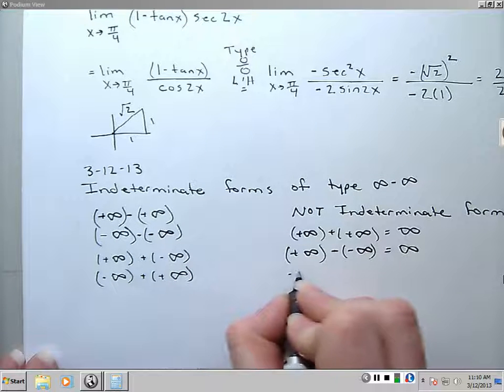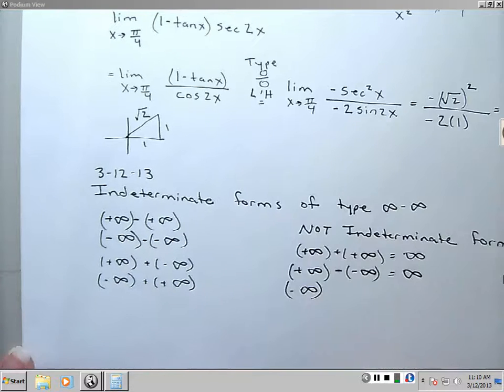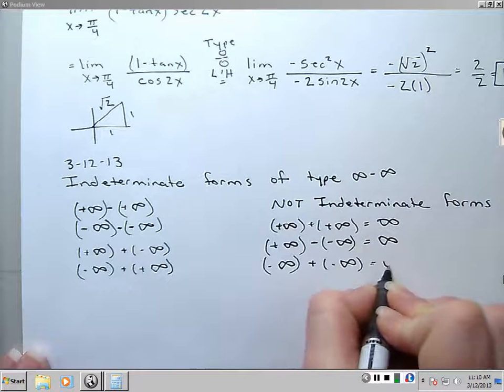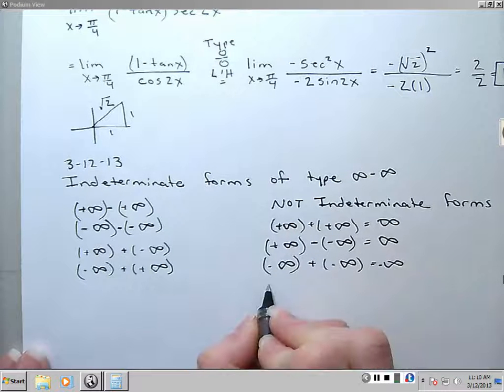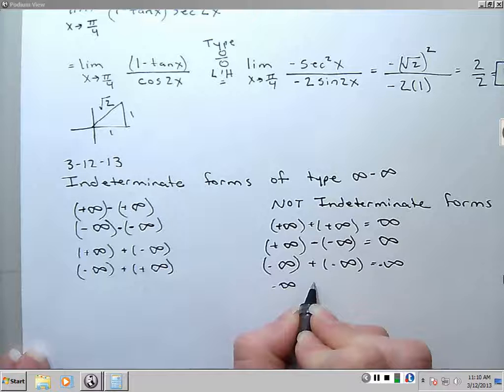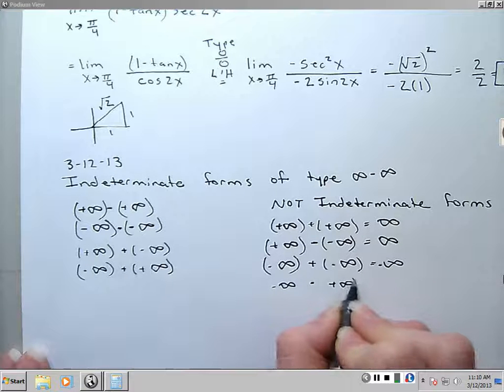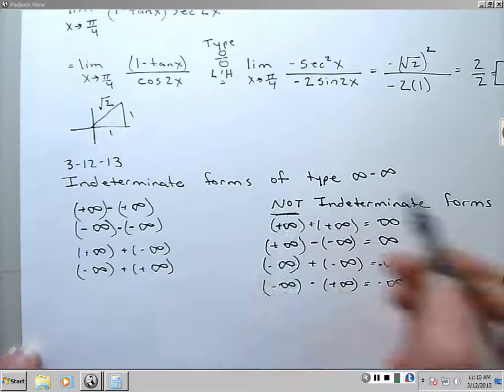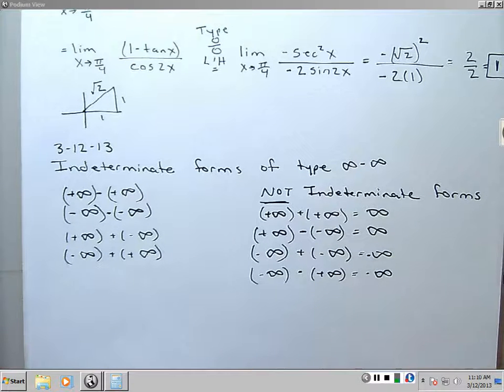Minus infinity plus minus infinity ends up being minus infinity. And then minus infinity minus plus infinity is minus infinity. So these are not indeterminate forms. If you have a function going to infinity plus a function going to infinity, your answer is infinity. So don't do any more work on it.